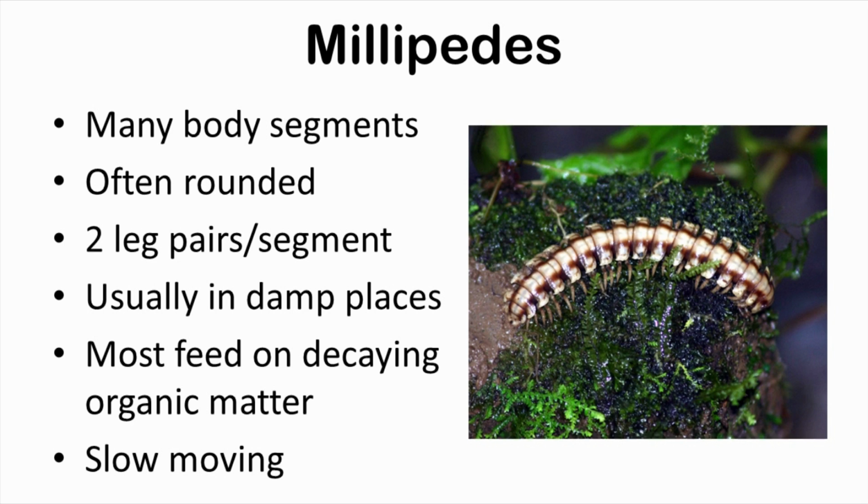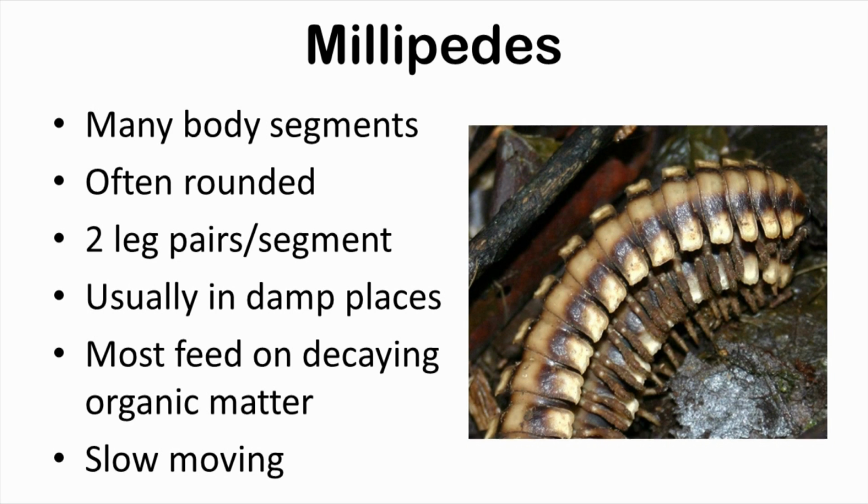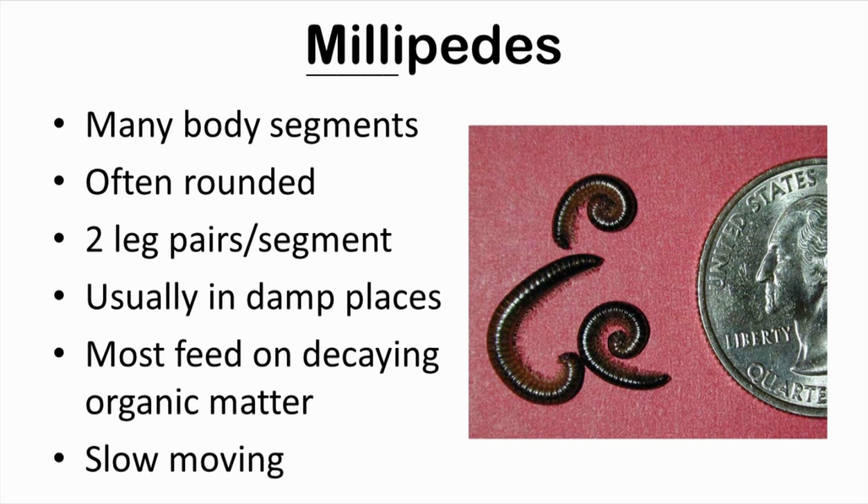It's this large number of legs, with 4 legs per segment times 11 to 100 segments, that gives rise to the name milli, which means 1,000 in Latin, and pederis, meaning foot, although none of them actually have 1,000 legs. These creatures are usually found in damp places, moving slowly around, feeding on decaying organic matter.